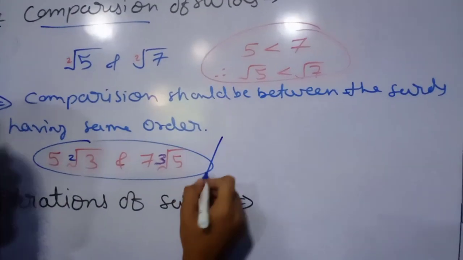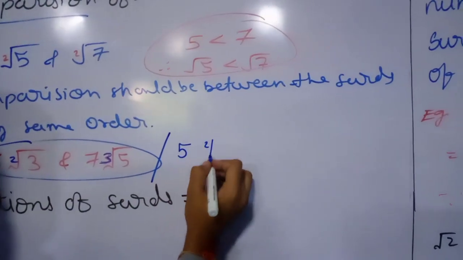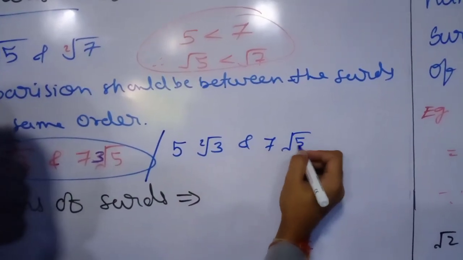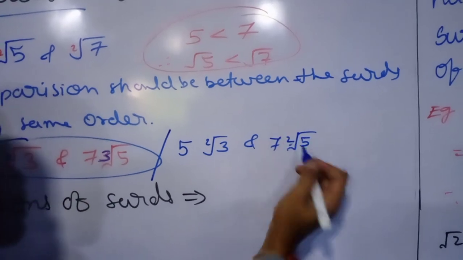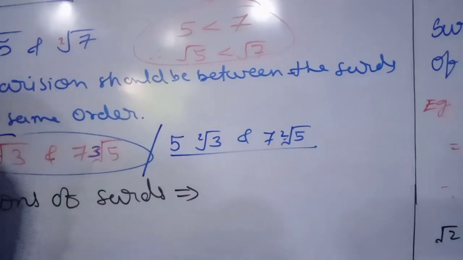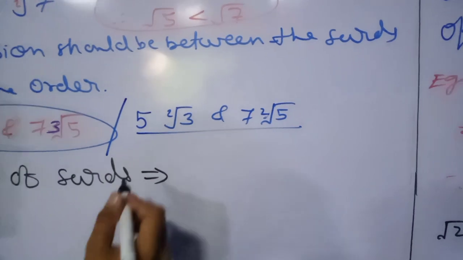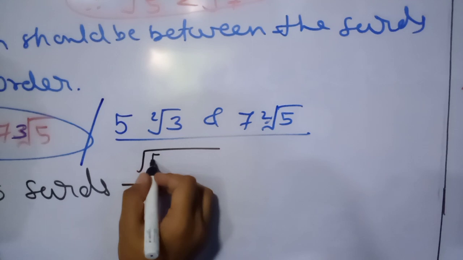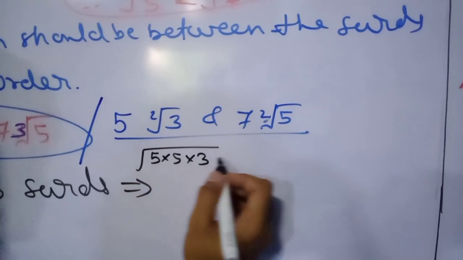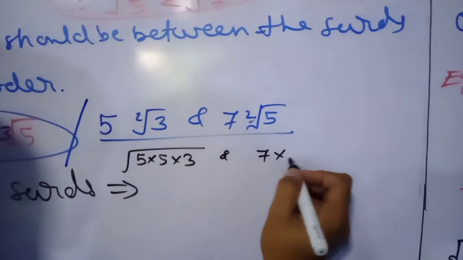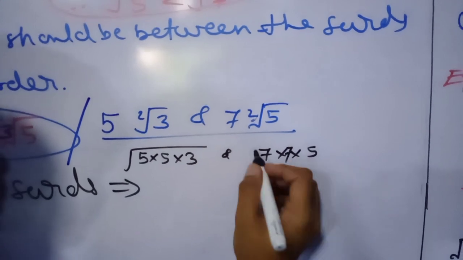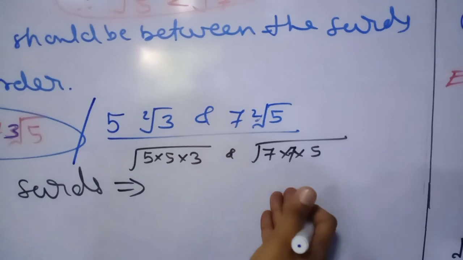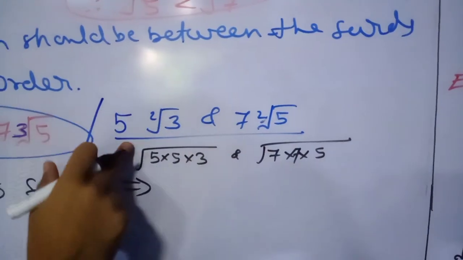If we have 5 root 3 and 7 root 5 like this, this time we can do the comparison. Now how are we going to do it? This time the 5 goes inside the root and becomes 5 into 5 into 3, and here 7 into 7 into 5. This way we do the comparison and get the answer: which one is the greater and which is the smaller.